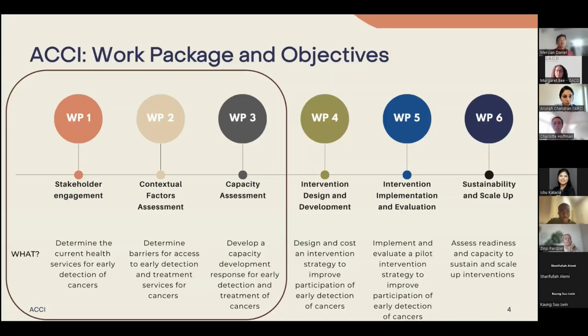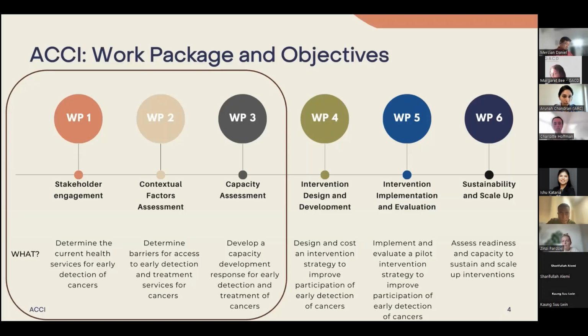I would like to go through what our essential work packages are, and I'll let you know some of our experiences in terms of where we're at in the project right now. Essentially, the whole project is divided into 6 work packages, and I'd like to somewhat split it into 2. One is phase 1, which is more of a contextual assessment, which will eventually help us design the interventions that we will implement in phase 2, which is work packages 4, 5, and 6.